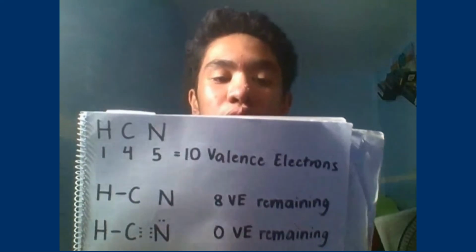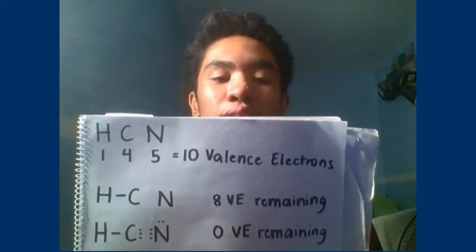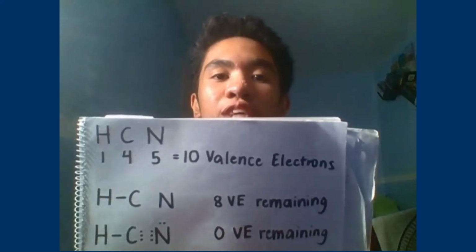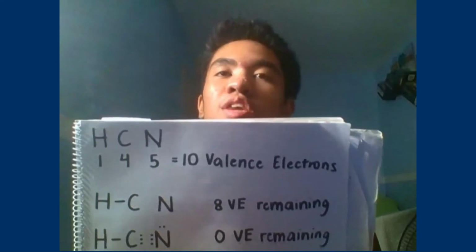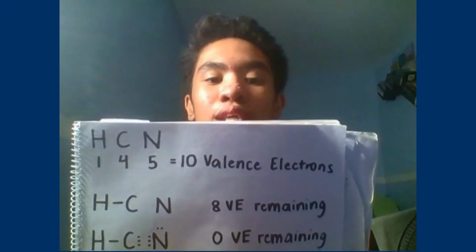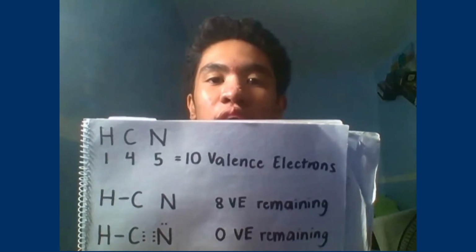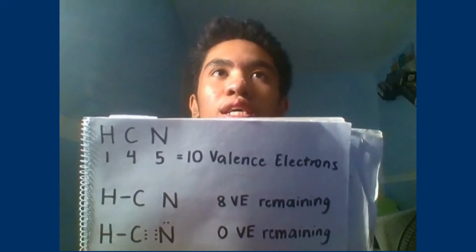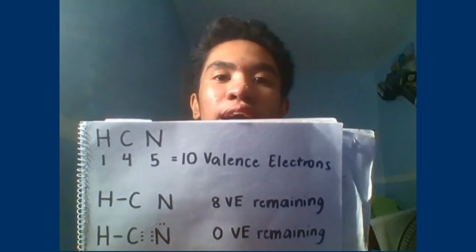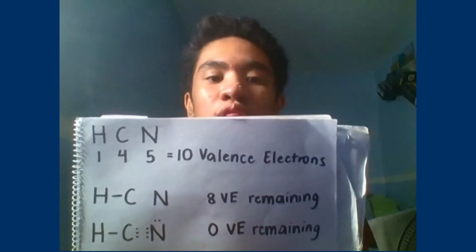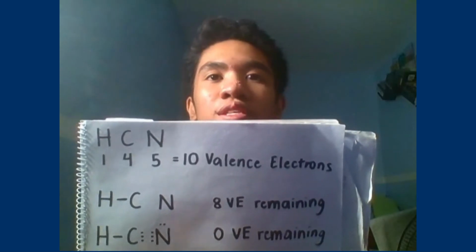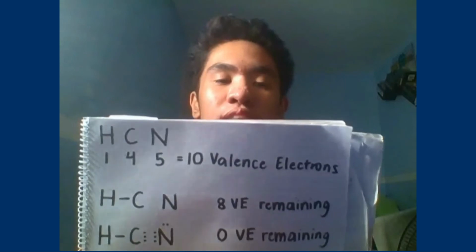So since carbon originally has 4 valence electrons, we're going to put 3 electrons in carbon, and the remaining 5 electrons will be placed in nitrogen. And then after that, we're going to align the electrons in a way that they're placed in the middle of C and N. And after that, we're going to put three horizontal lines, since we have 6 valence electrons in the middle of C and N.